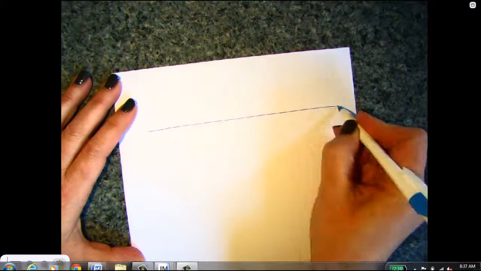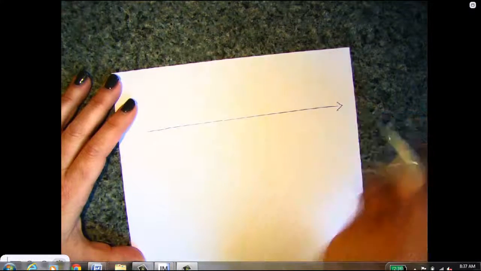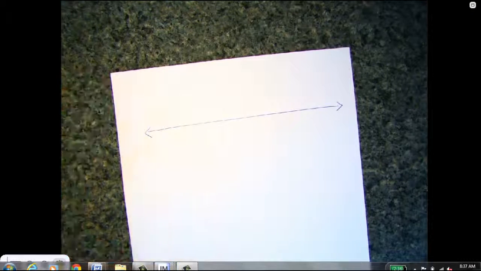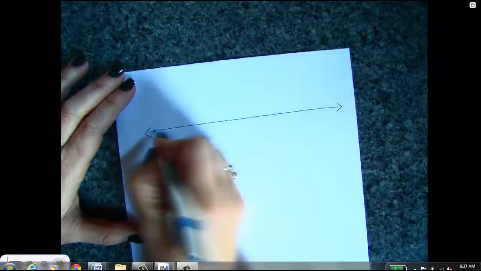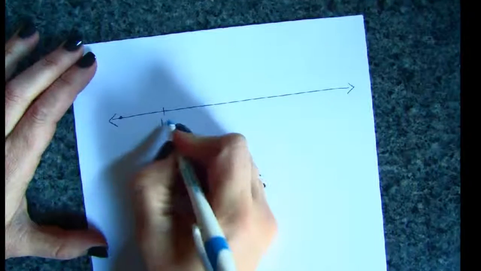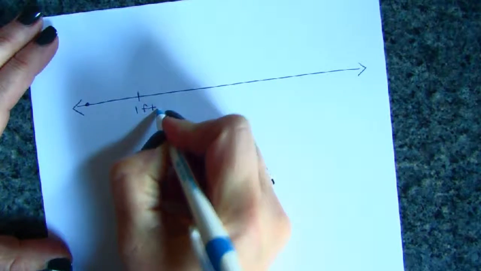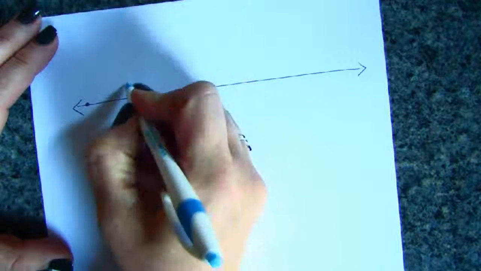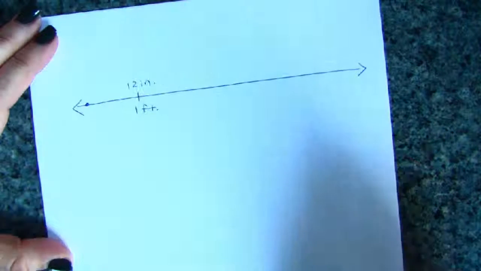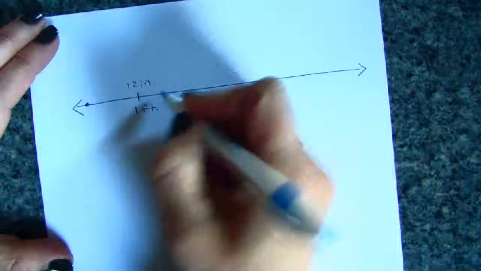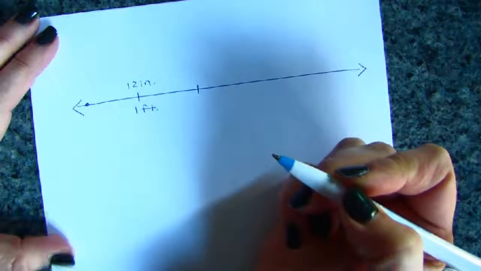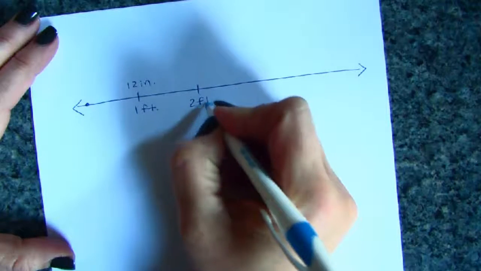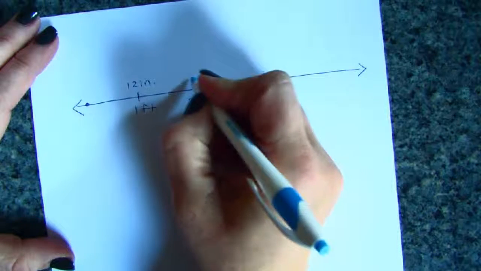So we're going to draw our number line. It's an open number line. And we're going to mark the number line off. We're going to start by marking it off at 1 foot. And the student will additionally label that with 12 inches. That's their unit. If they go and they make another equal distance unit, that would be 2 feet. And how many inches would that be?